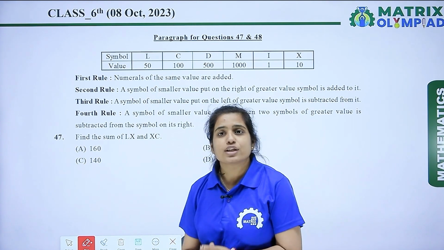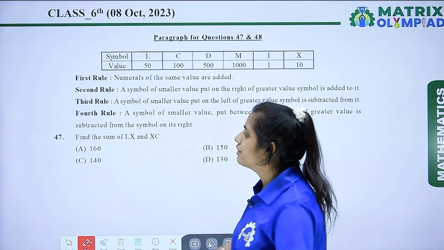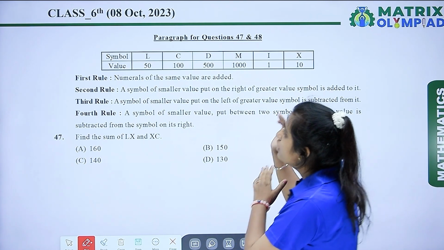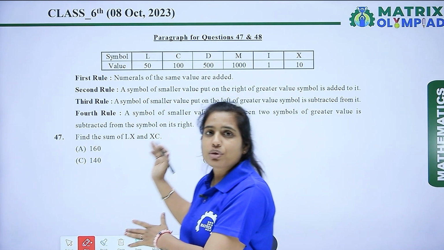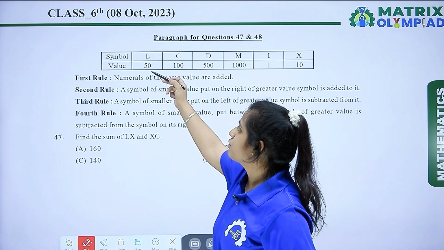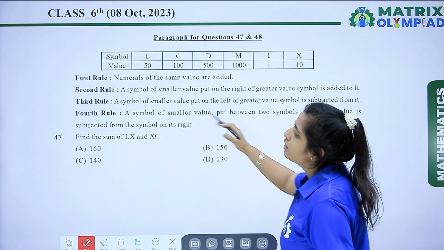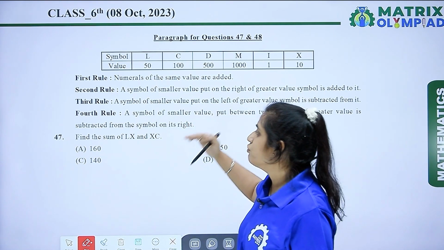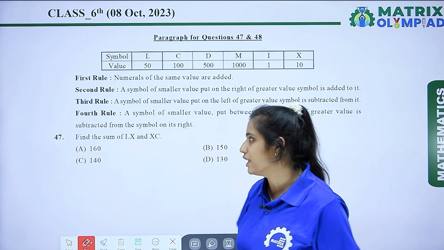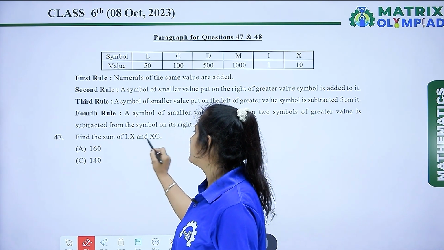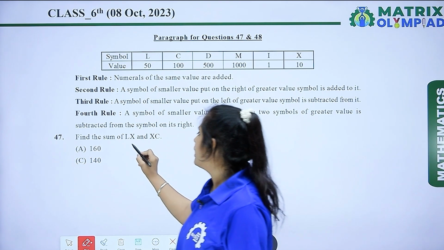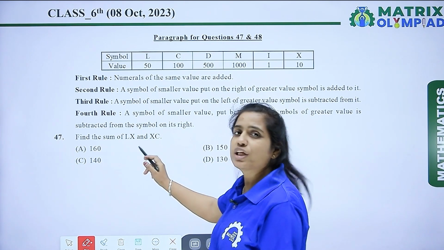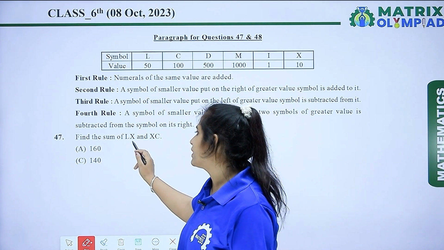Now the next question is question number 47. Question number 47 is based on the paragraph. अब paragraph क्या कहता है, paragraph is totally based on our रोमन न्यूमरल्स. सो यहाँ पे आपके पास एक टेबल है जिसमें सिंबल और वैल्यूज आपके पास ऑलरेडी गिवन है. फर्स्ट रूल, सेकंड रूल, थर्ड रूल, फोर्थ रूल आपके पास पूरा गिवन है. इसी इंफॉर्मेशन के बेसिस पर आपको 47 क्वेश्चन करना है. So here find the sum of LX and XC. सो LX को हम क्या लिख सकते हैं, L is 50 and X is 10. तो रूल के अकॉर्डिंग L कहाँ है, लेफ्ट साइड में है आपके, और X कहाँ है, राइट साइड में है.